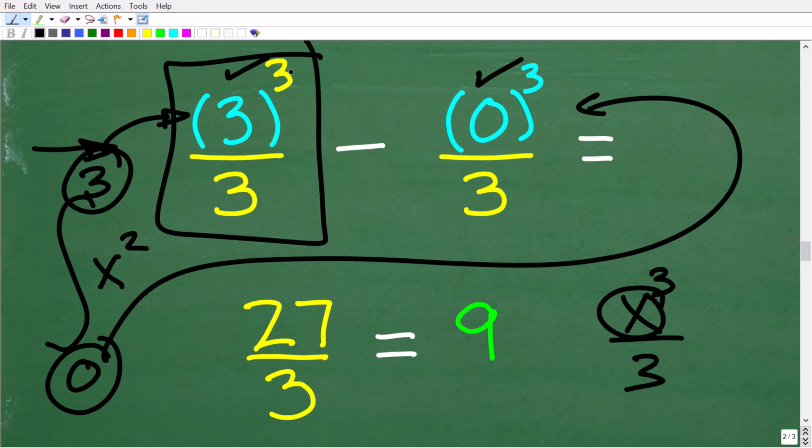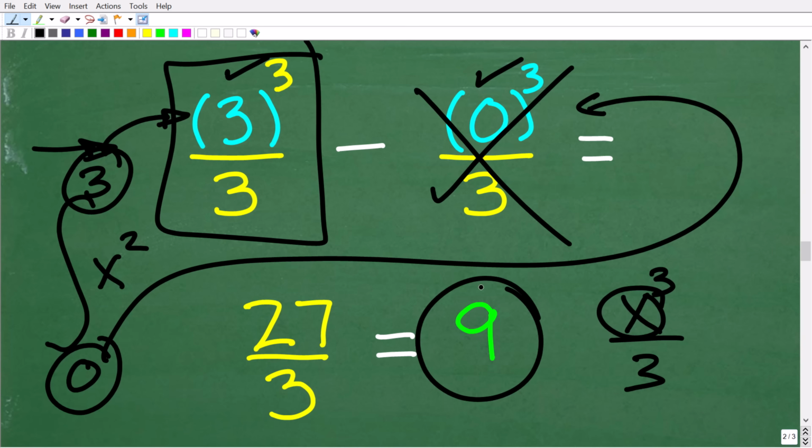So we have 3 cubed is what? Well, that is 3 times 3 times 3, or 27. So now we have 27 divided by 3 minus 0 to the third power, which is 0, and 0 divided by 3 is 0. So this goes away. So our final answer is going to be 27 divided by 3, or 9.